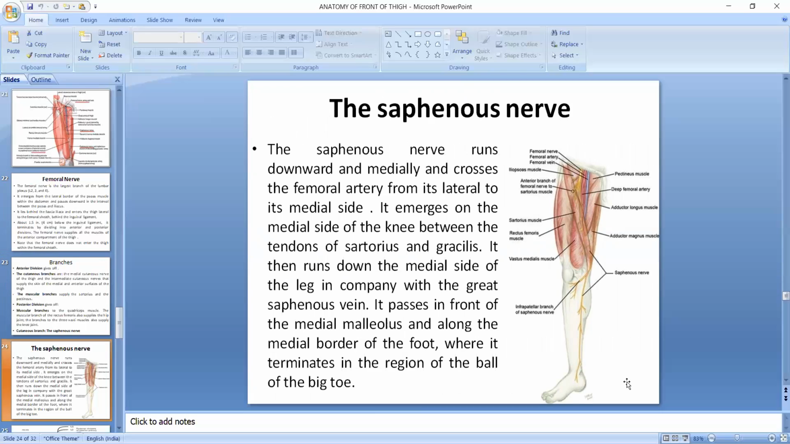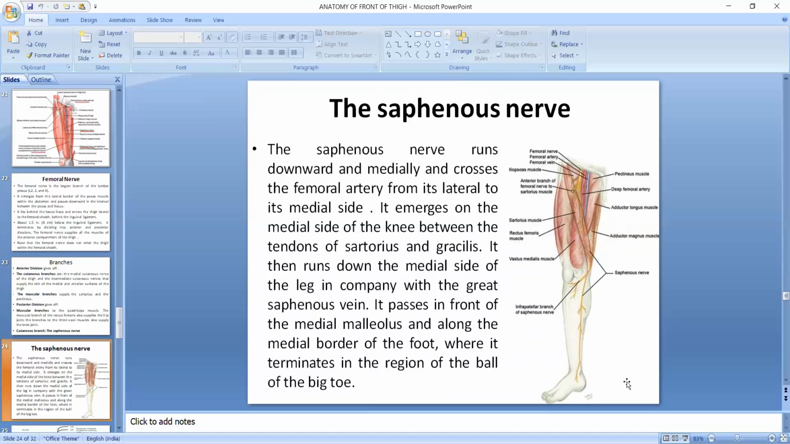Now we are discussing the saphenous nerve. The saphenous nerve runs downward medially and crosses the femoral artery from its lateral to its medial side. It emerges on the medial side of the knee between the tendon of the sartorius and gracilis. It then runs down the medial side of the leg in company with the great saphenous vein.